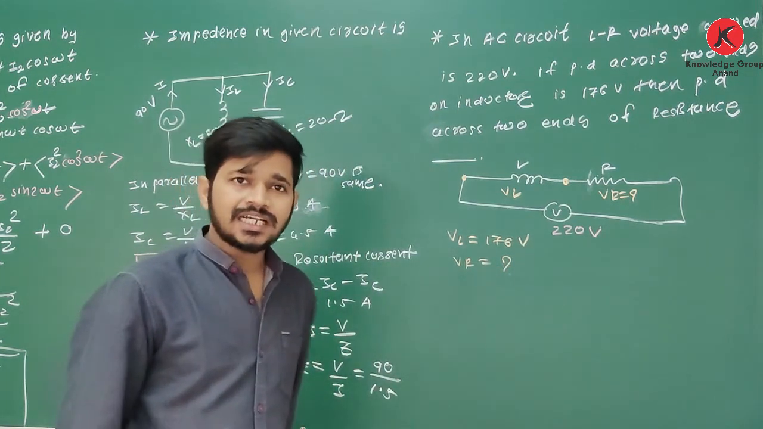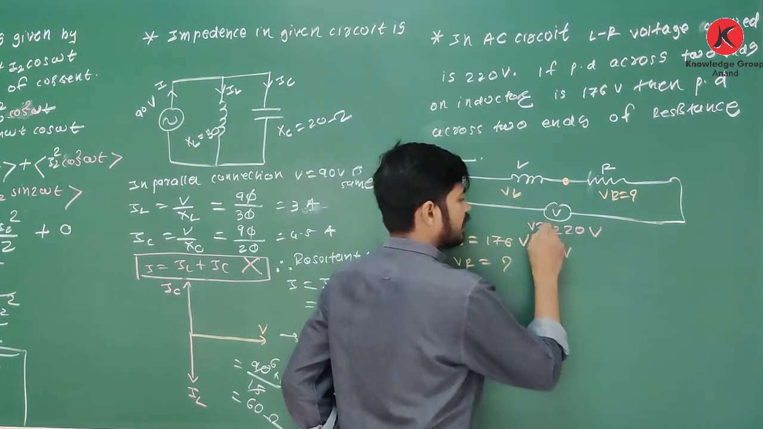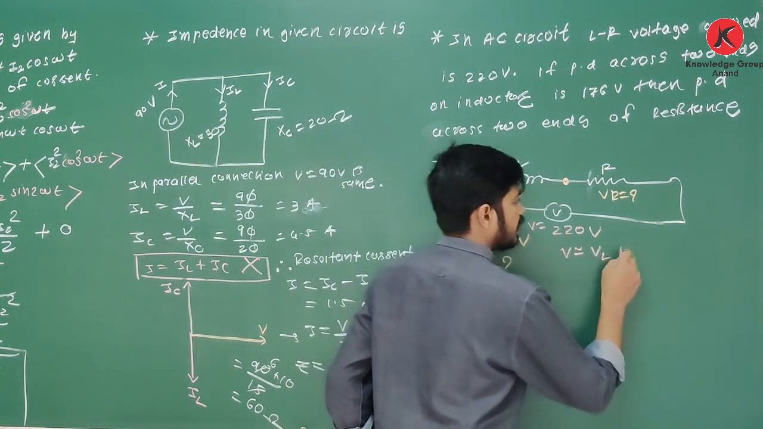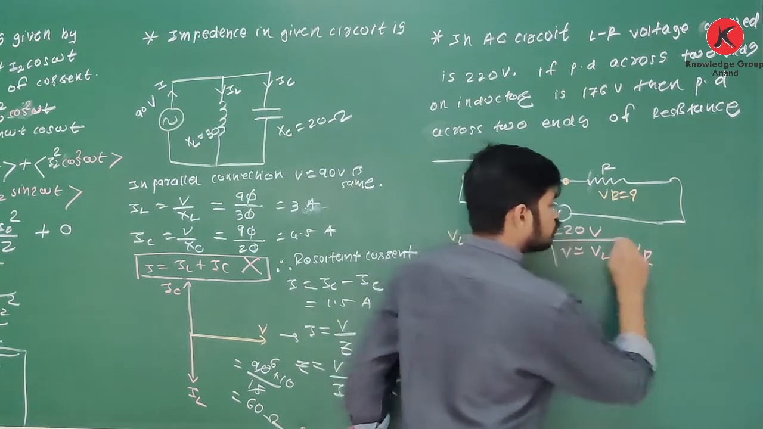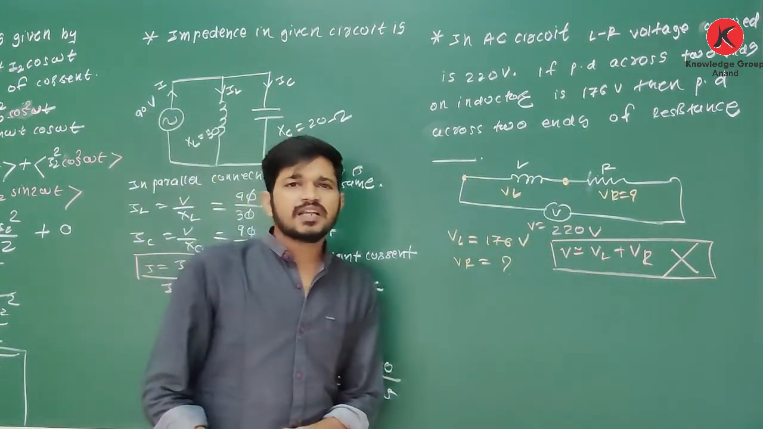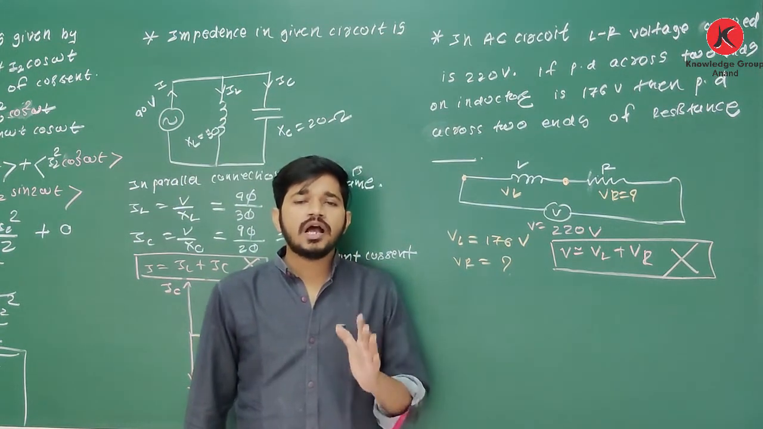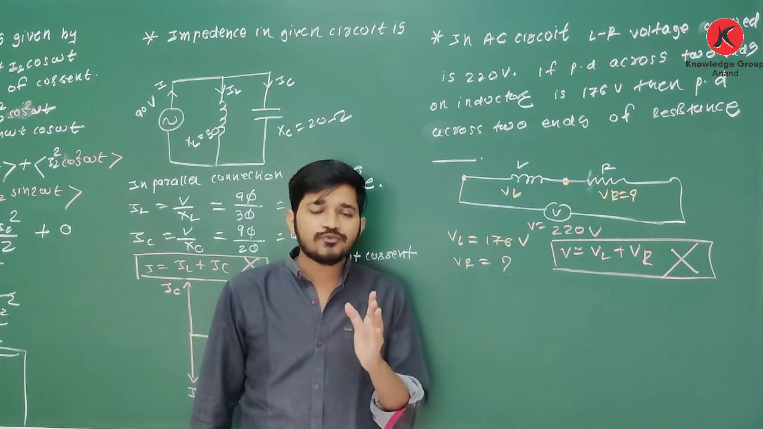Again, listen, you cannot use the relation V is equal to VL plus VR, because when you are dealing with AC currents and AC voltage, you have to consider their phase.